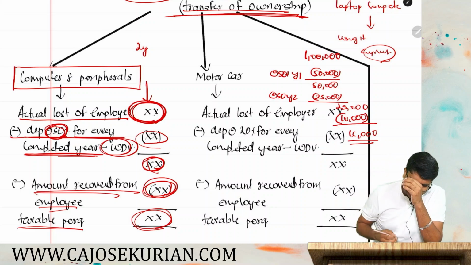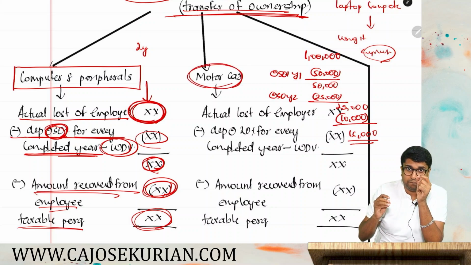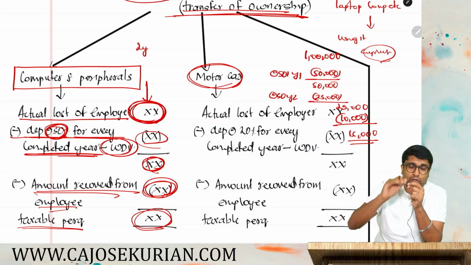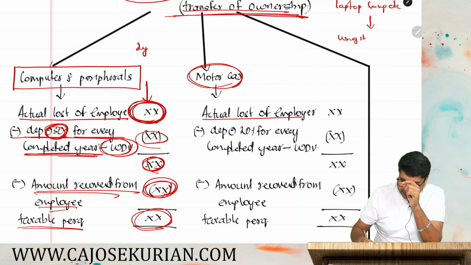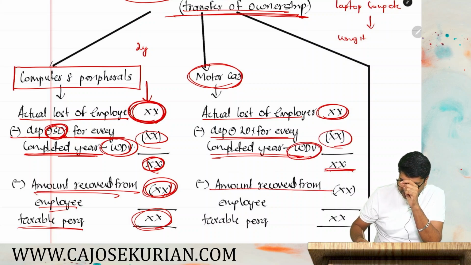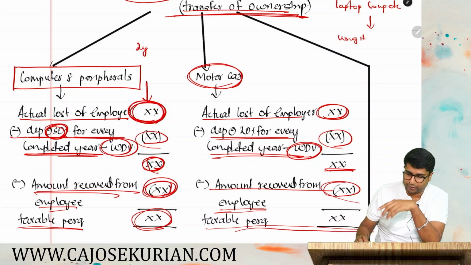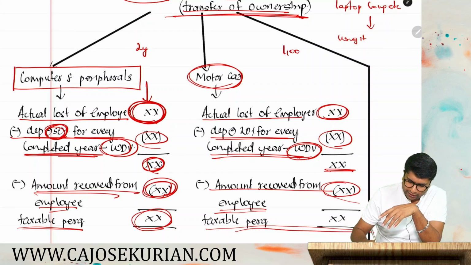Now, case number 2. If the employer is transferring his motor car, that means the employer is transferring the ownership of a motor car to the employee, then you take the actual cost of that motor car. You note down the actual cost of the motor car, then you deduct depreciation at 20% for every completed year of usage on WDV basis. On the remaining, you deduct the amount recovered from the employee. The remaining shall be the taxable value of perquisite. Say for example, the employer had a car of rupees 1 lakh. It has been used for 2 years.